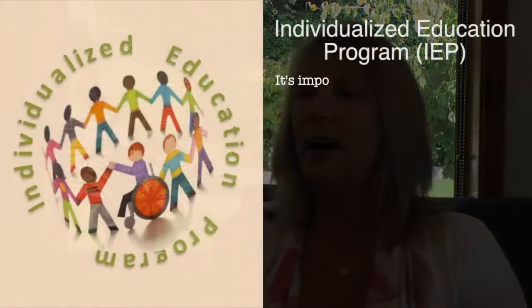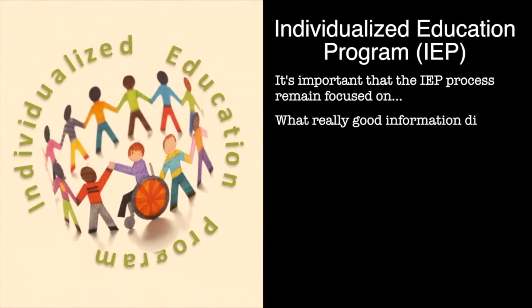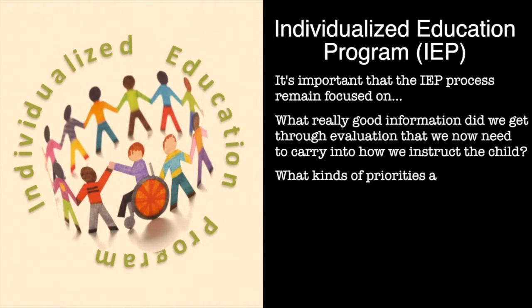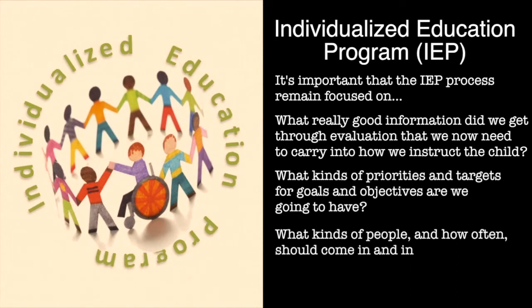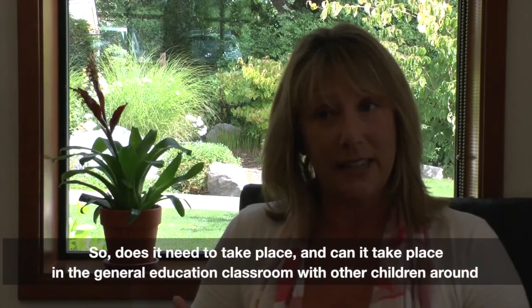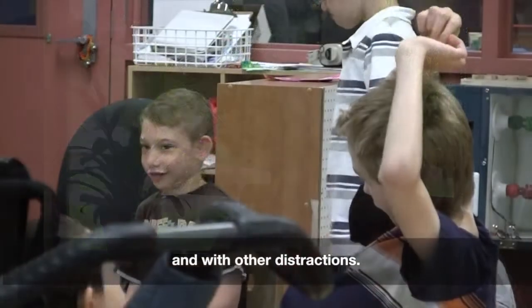It's important that the IEP process remain focused on what really good information do we get through evaluation that we now need to carry into how we instruct the child. What kinds of priorities and targets for goals and objectives are we going to have? And what kinds of people and how often should come in and then instruct your child? And in what environments will that instruction take place? So does it need to take place and can it take place in the general education classroom with other children around and with other distractions?